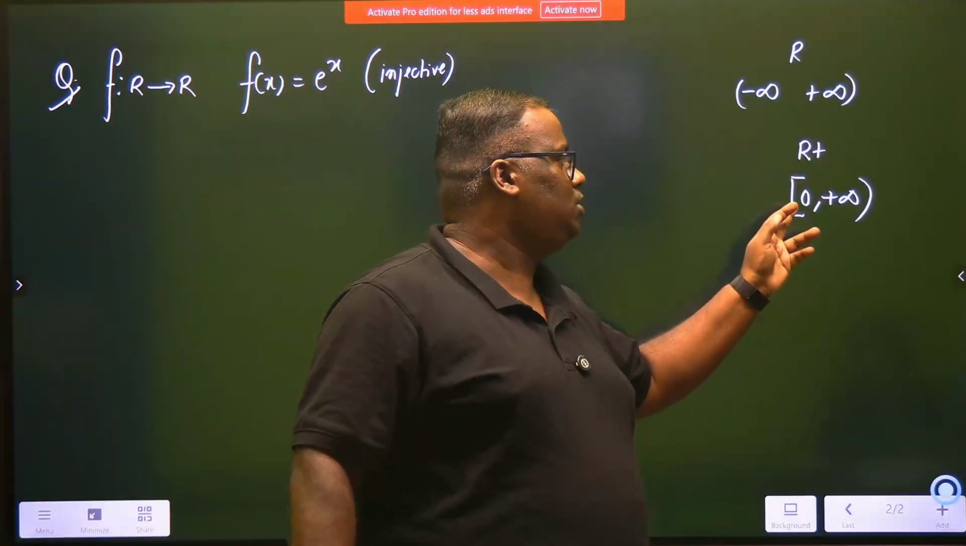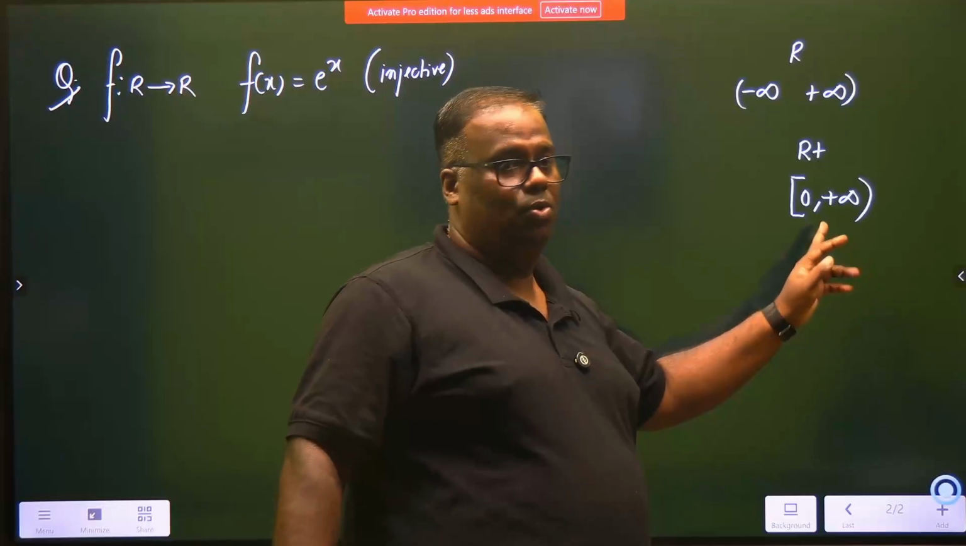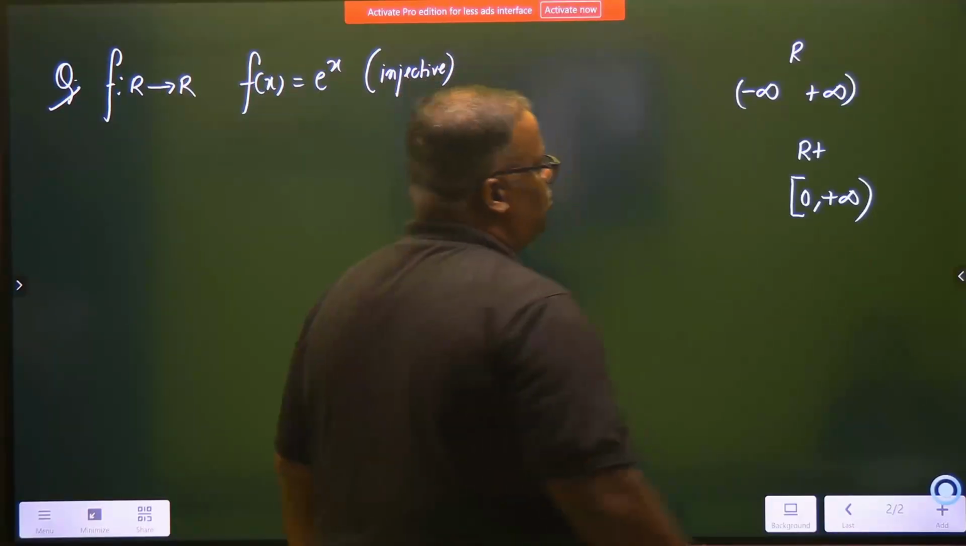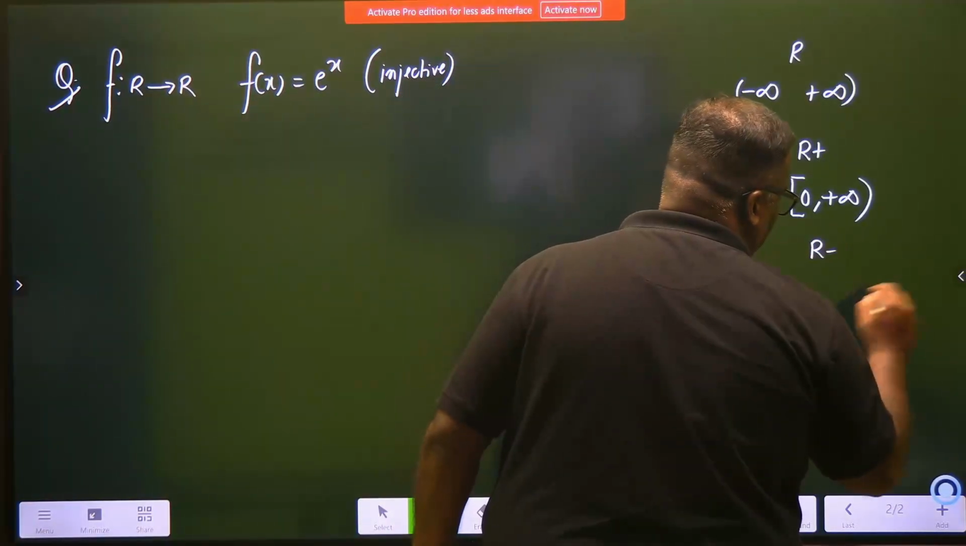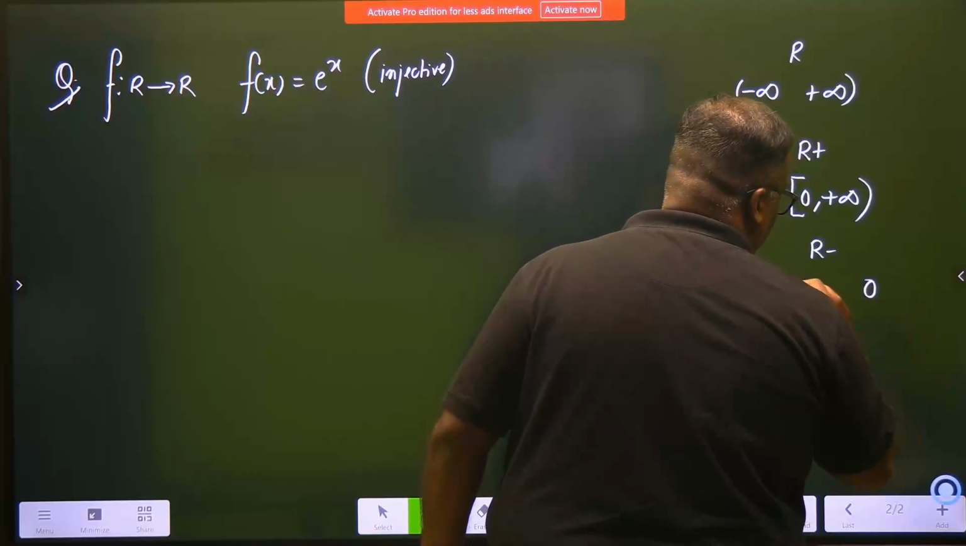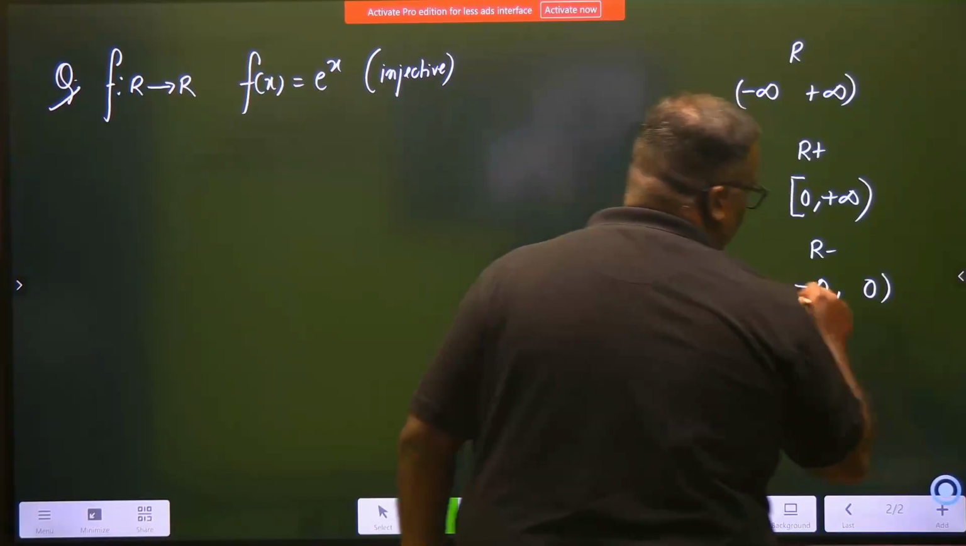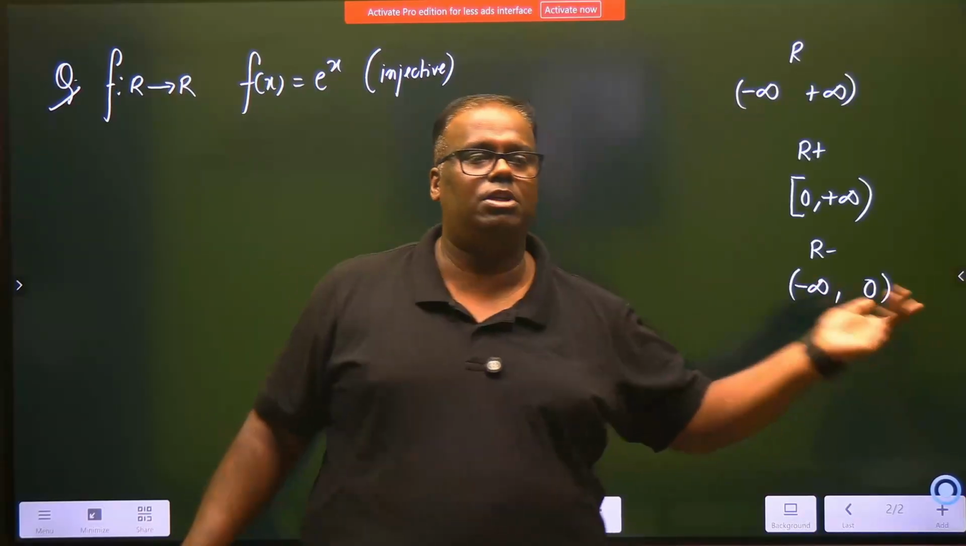R minus means it will be 0 closed end. No, R minus doesn't have 0. So our R minus would be 0 at this end, negative infinity at this end, both like this. You will be approaching 0, but you will not touch 0.